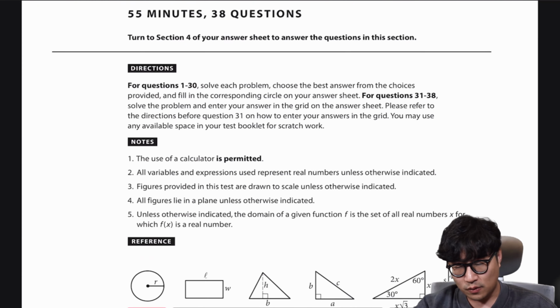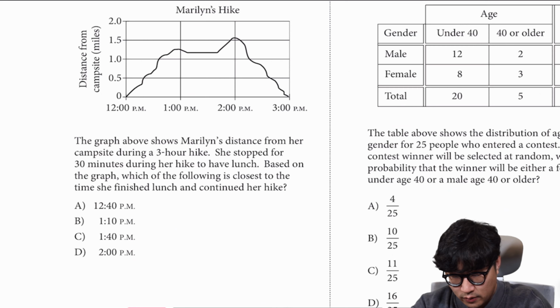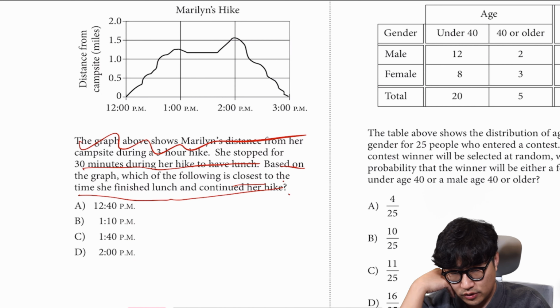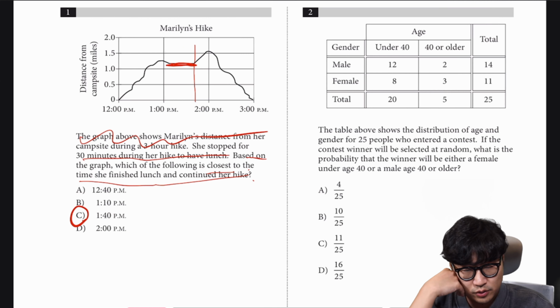Let's move it. Section 4. Number 1, the graph. She stopped for 30 minutes during her hike. Based on the graph, which is as close to the time she finished lunch and continued her bike? Yeah, I suppose she didn't move. That's probably right there. And what time did she end? Oh, I don't know. Does that look like a 140 to you? Yeah, 140 it is. All right, number 2.